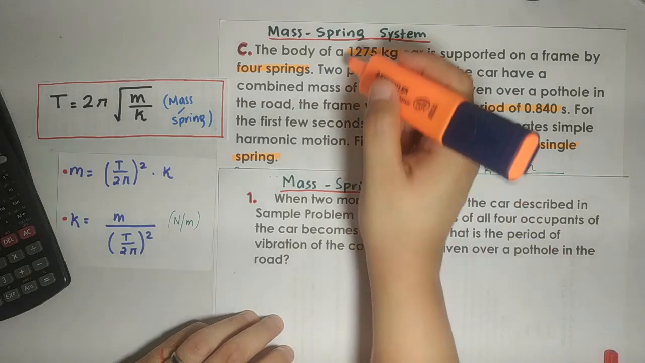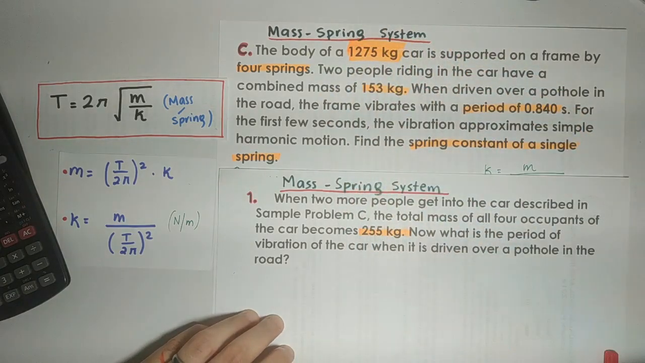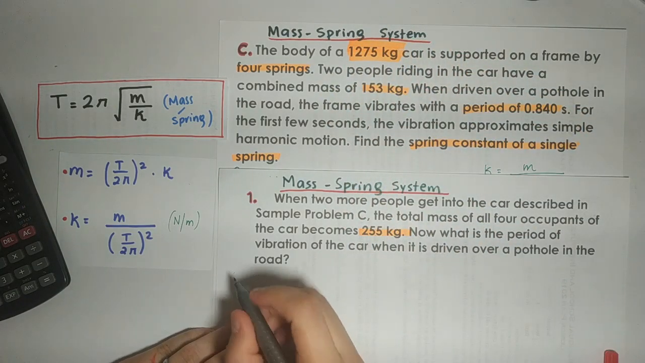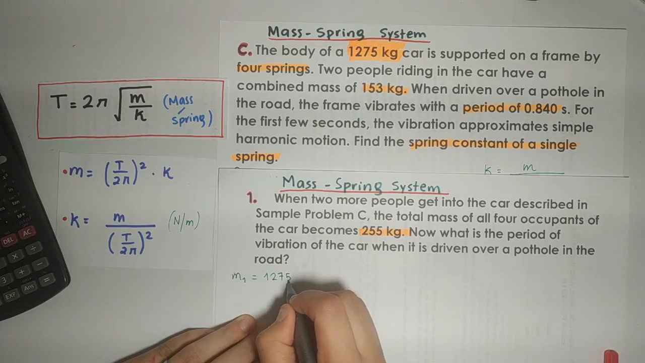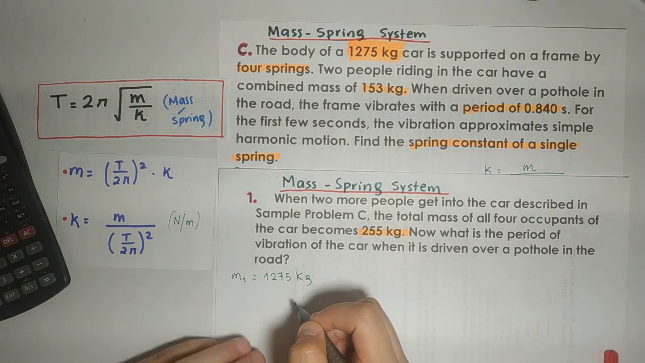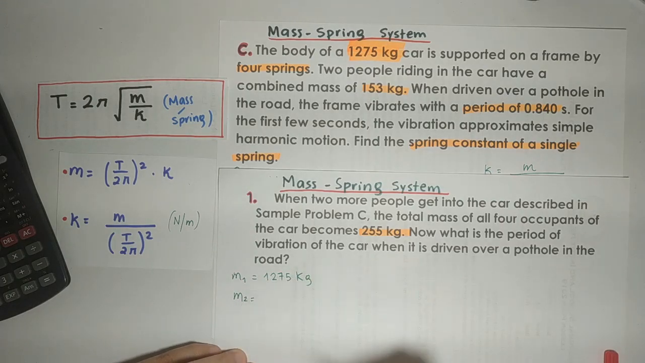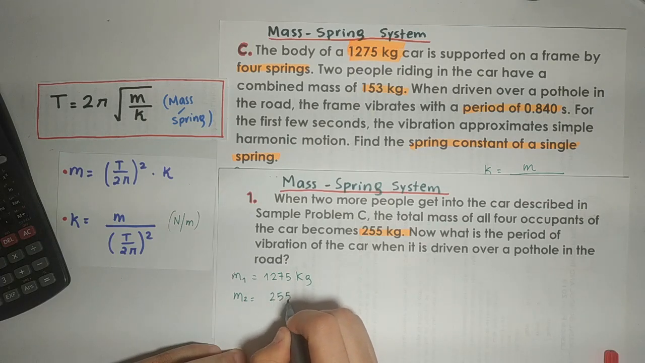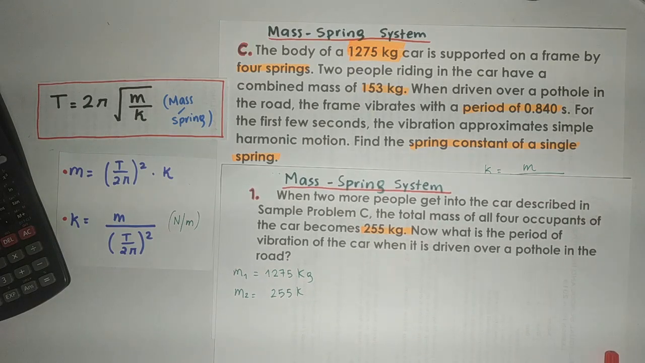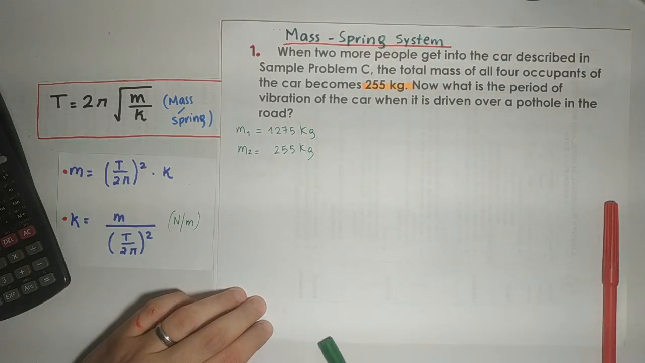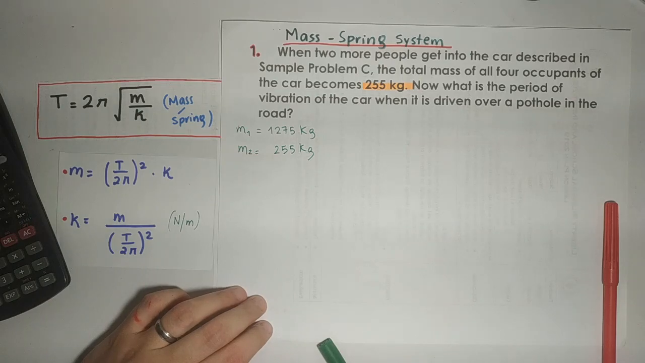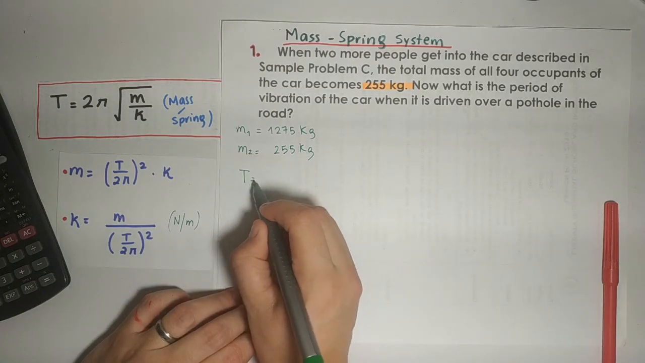And the car's mass is, from the exercise before, mass 1, that is the car's mass, 1,275 kilograms. And mass 2 of the four people is 255 kilograms. Now let's continue. It says, now, what is the period of vibration of the car when it is driving over a pothole in the road? Now they're asking me to find the period.